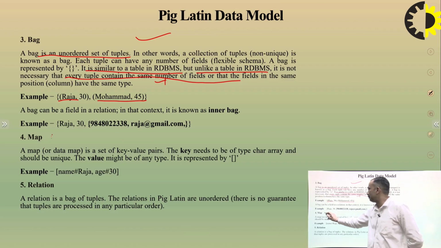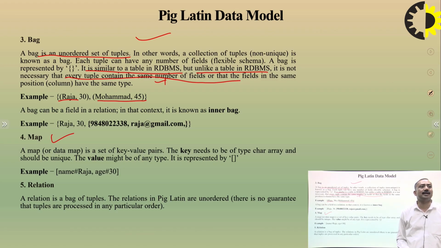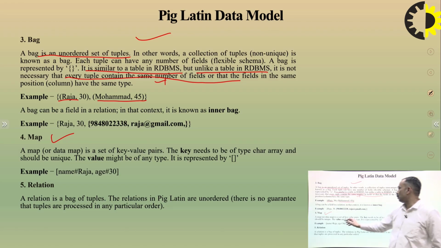Next, we have a map, or we can say a data map, which is a set of key value pairs. In the case of MapReduce, we have key value pairs. So a map is a set of key value pairs, and the key must be of type character array and should be unique. In RDBMS, the key should be unique. Here too, the key should be unique, and the value might be of any type.